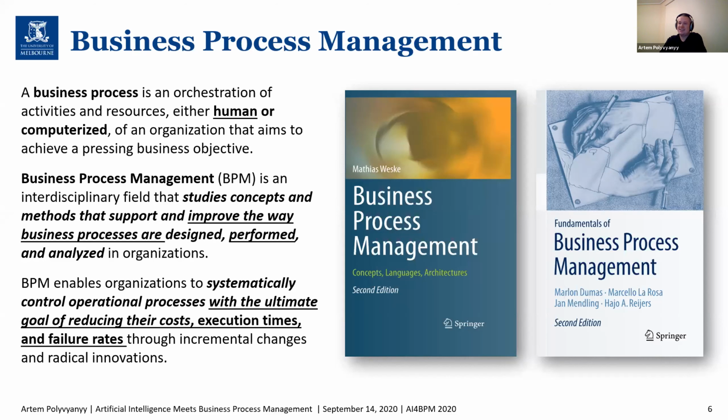And the second book I looked at is the book by Marlon Dumas, Marcello La Rosa, Jan Mendling, and Hajo Reijers. And the text that you see on the slide is the result of my attempt to synthesize definitions of main artifacts, main aims of BPM from these two books. So a business process is an orchestration of activities, resources, either human or computerized, of an organization. And this orchestration aims to achieve a present business objective.